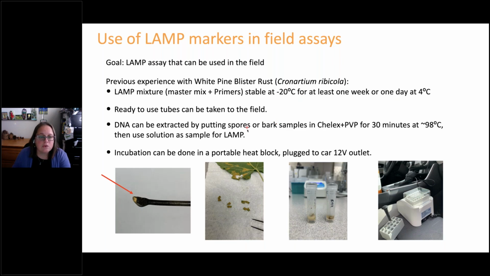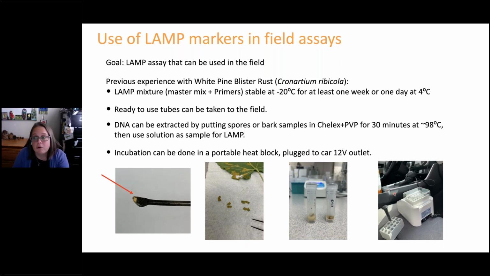We've been able to basically use this assay using spores of rubicola or bark samples, and we extract that DNA in Chelex or in PVP for 30 minutes at 98 degrees. And then we take this solution of the extracted DNA and add it to the LAMP reagents. And then we have a heat block that you can actually plug into a 12-volt outlet. And so we're actually able to do this in the field, which is pretty remarkable.